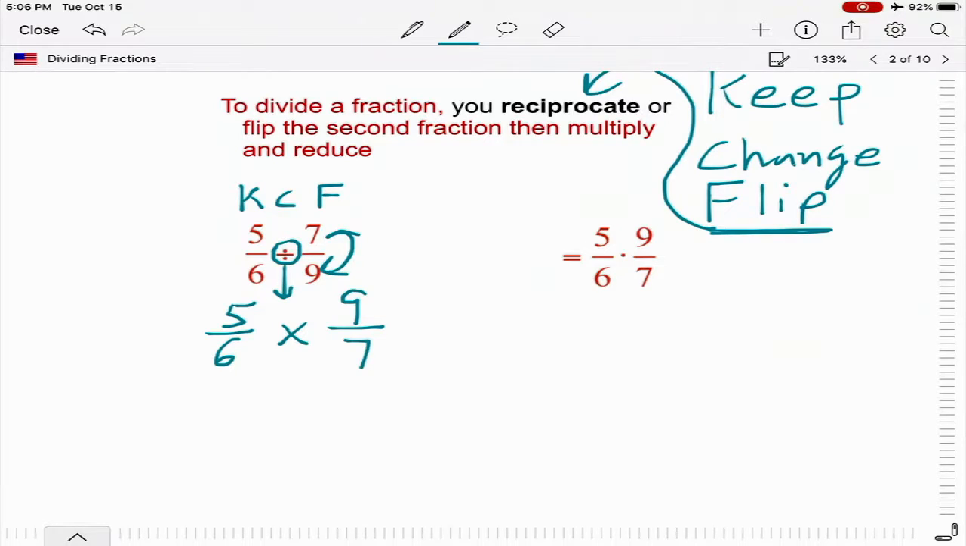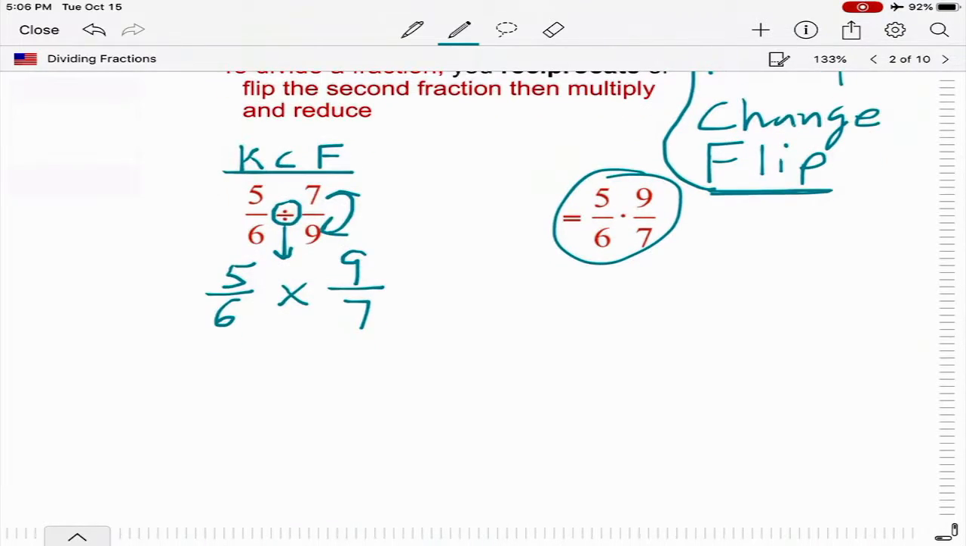By using keep, change, flip, now this is like yesterday's lesson, whenever we went over multiplying fractions, and that's how I got this. Here, it's the same rules as before now. Can I reduce 5/6? No. Can I reduce 9/7? No. Can I reduce 5/7? No. Can I reduce 9/6? Yes. 3 can go into both numbers. So I'm going to divide both numbers by 3. 3 goes into 6 2 times. 3 goes into 9 3 times.